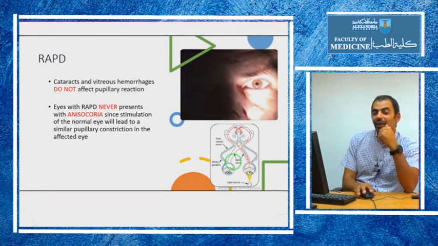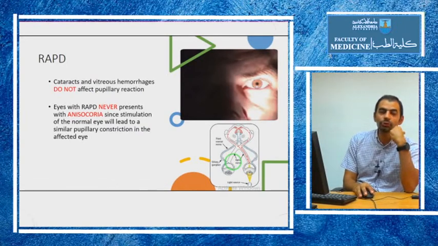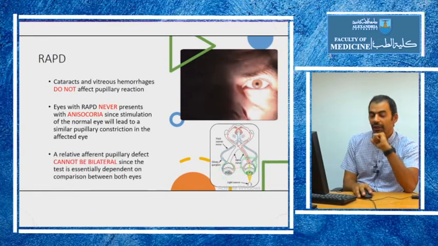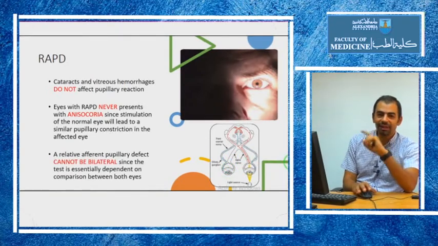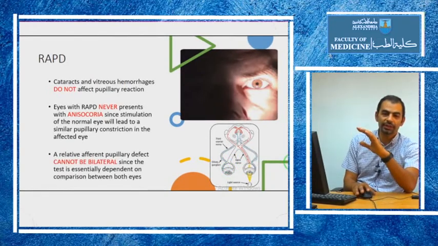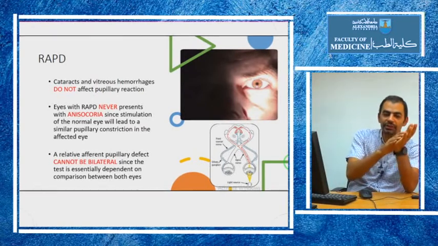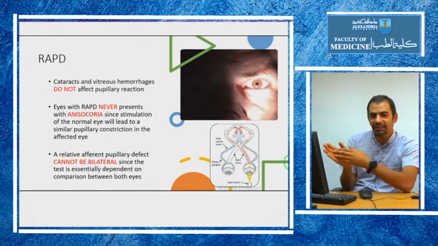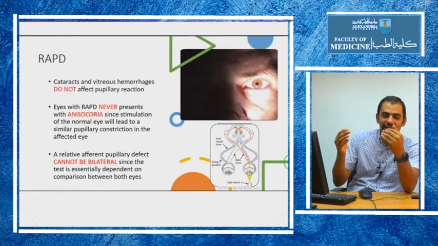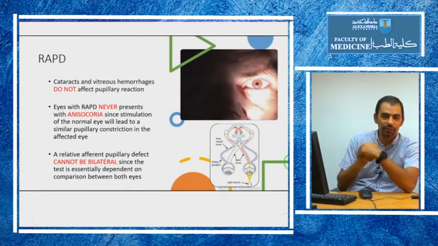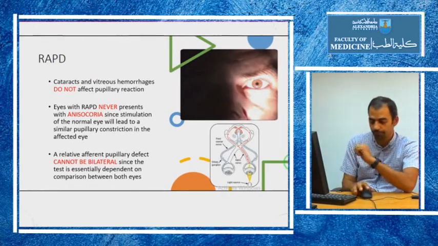In contrast, efferent pathway abnormalities, as we will say later on, can produce anisocoria. And we should understand that relative afferent pupillary defect can never be bilateral. As the name implies, it's a relative defect. So we compare the normal eye to the affected eye. If both eyes are affected, there will be no relative afferent pupillary defect. There will be no response in both eyes, no constriction in both eyes.